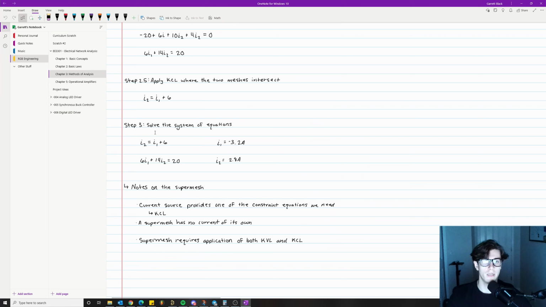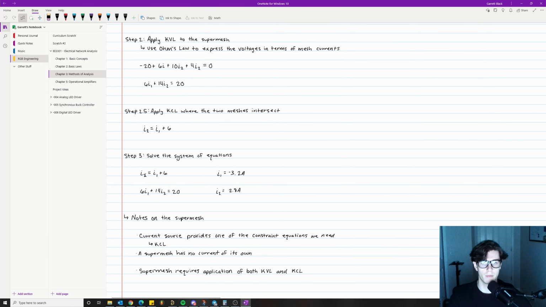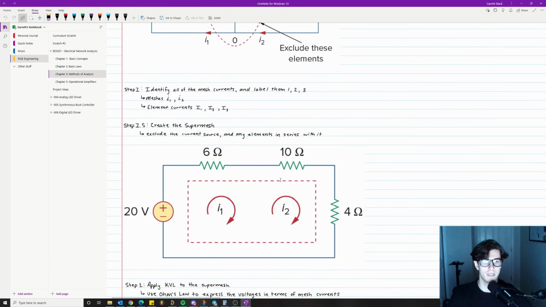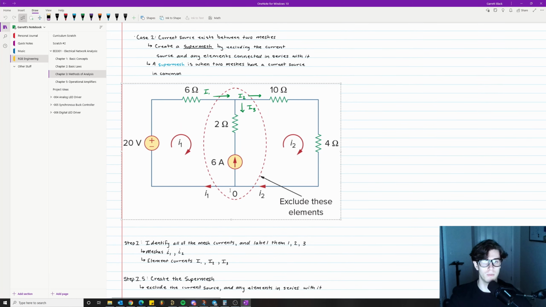Step 3 is to solve the system of equations. All of the work we have done to get to this point gives us this beautiful system of equations. We have mesh I2 equals mesh I1 plus 6, and then we have the equation we pulled from up here, 6 I1 plus 14 I2 equals 20. That results in I1 equals negative 3.2 amps and I2 equals 2.8 amps. Remember how I said it's okay as long as you do the math right, things will come out negative, and they sure did, and that's okay.